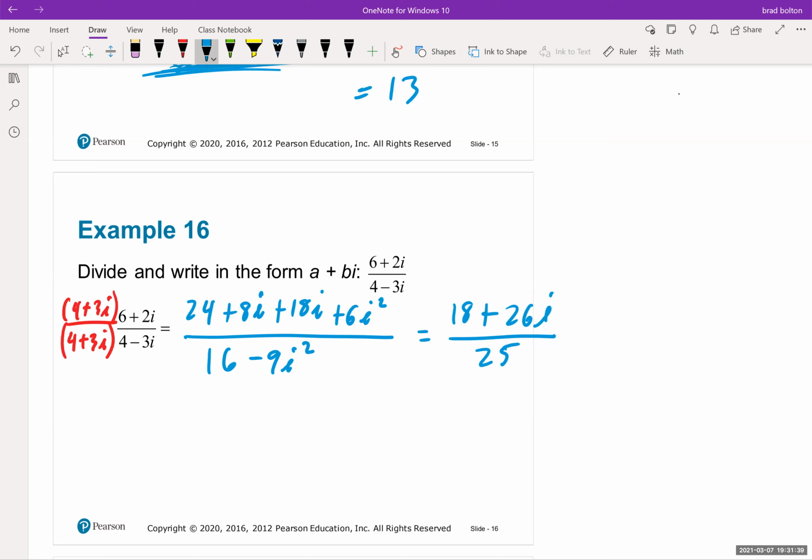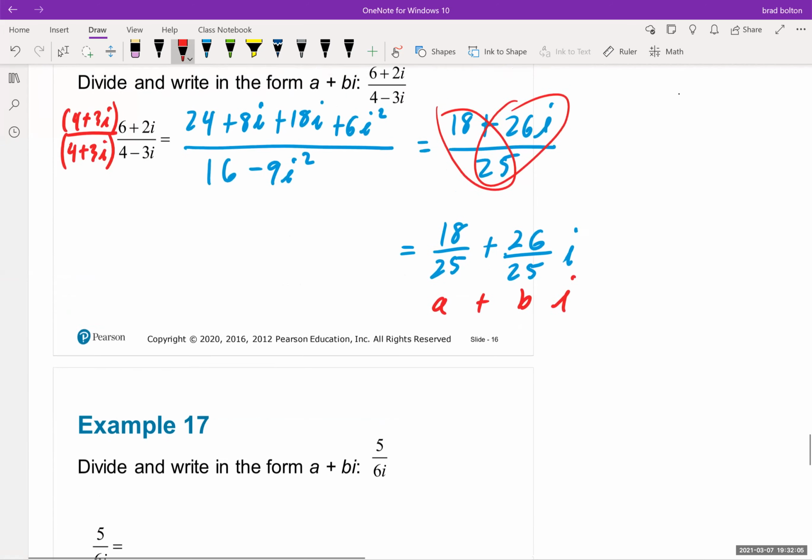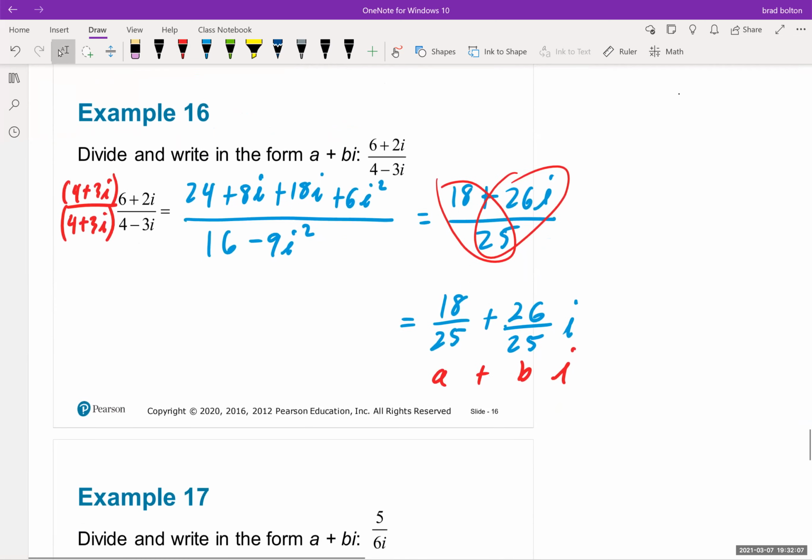Okay, and now that is still not in standard form. So what we do is we split it like this, like we did in one of the previous sections. We have 18 over 25 plus 26 over 25i. And we do this so we have a plus bi form. Okay, that's why we do it. We want a plus bi. We want standard form. Okay, so that one would be one of the harder ones.